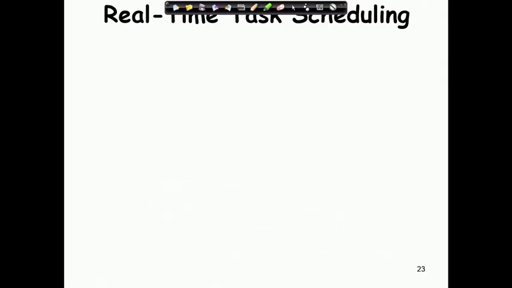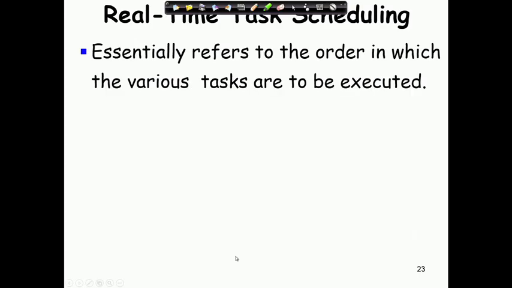Now, with this background, let us look at real time task scheduling. In the most elementary description, we will say that the task scheduler decides on the order in which the different tasks are to be executed by the computer, which one to be executed first, which one to be executed next, and so on. So, it is the task scheduler whose role is to decide which task to be executed next.